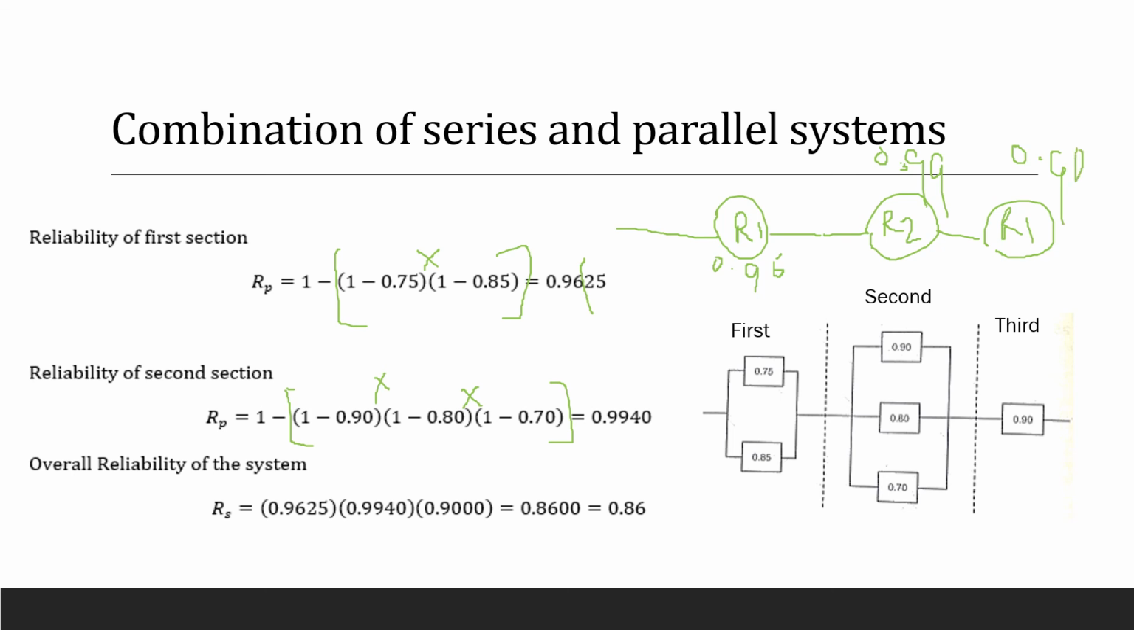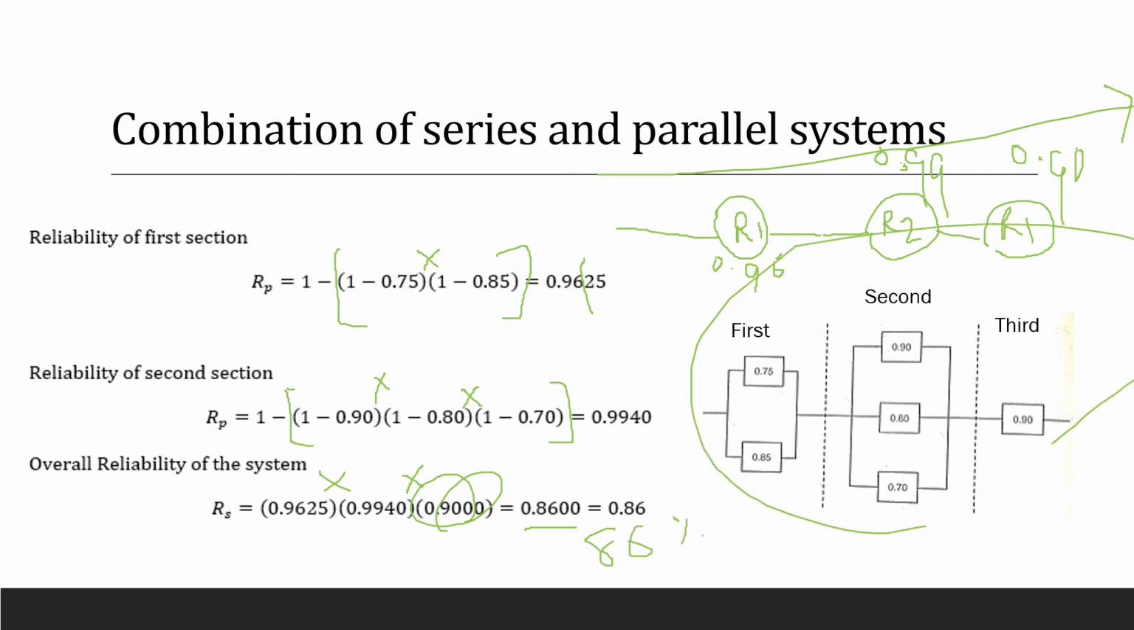Now I have a series going straight like that, so the overall reliability has to be lower than 0.90. You multiply all three reliabilities: 0.96, 0.99, and 0.90. You will get 0.86, which is less than the smallest reliability of a part in the system. So that's 86% reliability for this first, second, third system.